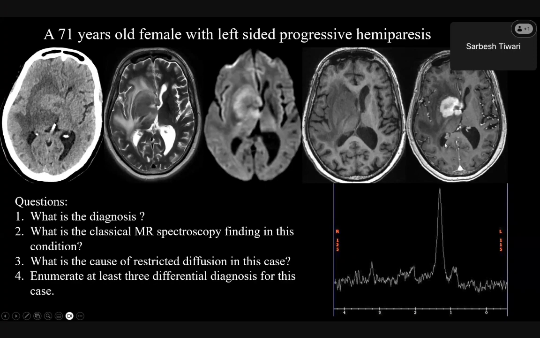What is the classical MR spectroscopy finding in this condition? Glioma is our differential. All right. METS is one more. Glioma and METS.